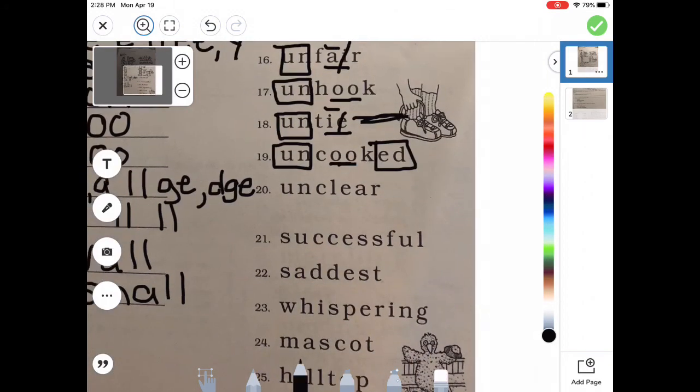How about the next one? I've got that un again I can box off. And then I've got EA. Now remember, EA can make several different sounds. This is actually going to make a long E sound. Clear. Unclear. Good job. But remember, it could have made the short E, it could have made the long A, and I would just mark it whichever way.